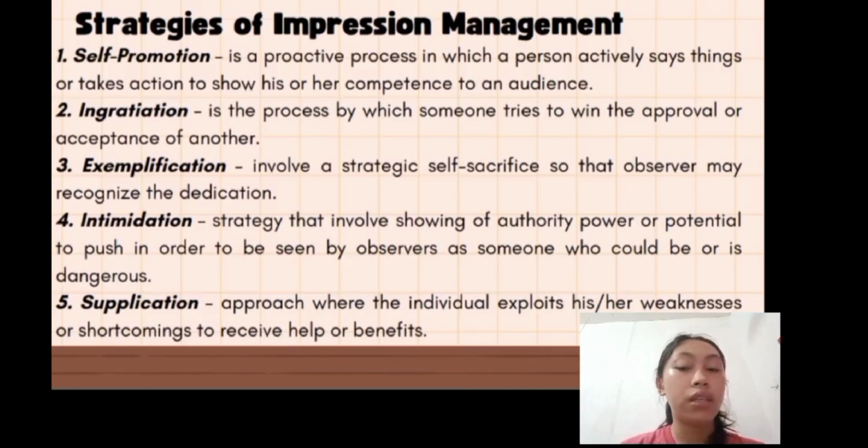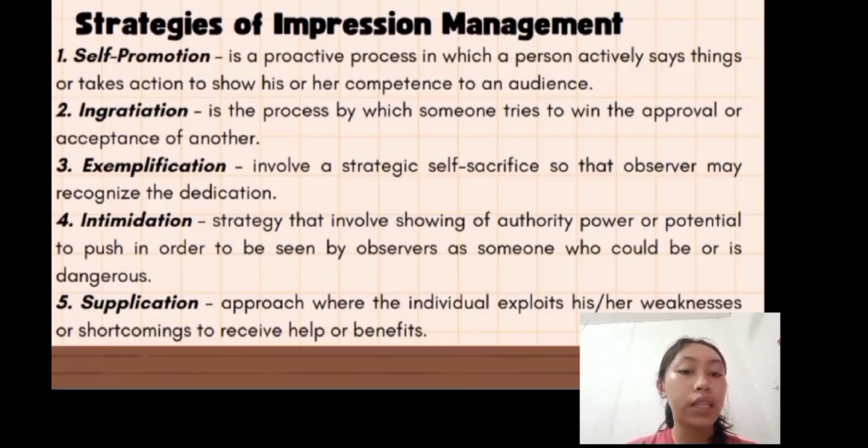Next is intimidation, a strategy that involves showing authority, power, or potential to punish in order to be seen by observers as someone who could be or is dangerous. It's acting strong or threatening to make people respect or fear you.